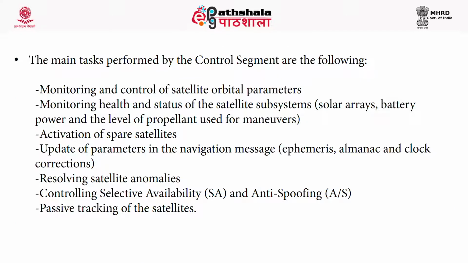So, the main tasks that are performed by the control segment are the following. First is the monitoring and control of satellite orbital parameters, monitoring the health and status of the satellite subsystems, activation of spare satellites if required, update of parameters in the navigation message that includes ephemeris, almanac and clock corrections, resolving the satellite anomalies, controlling selective availability and anti-spoofing as well as the passive tracking of the satellites.